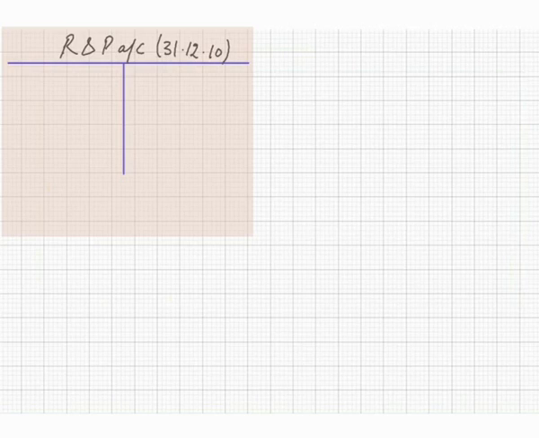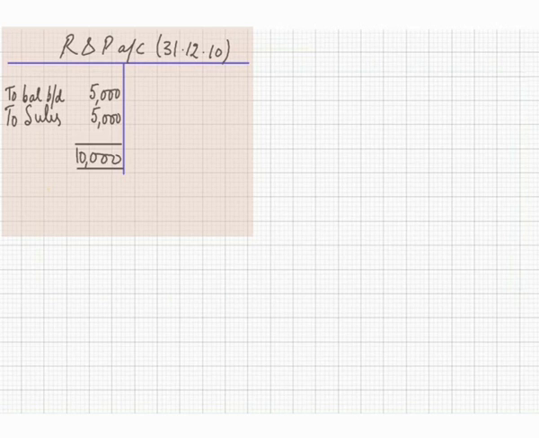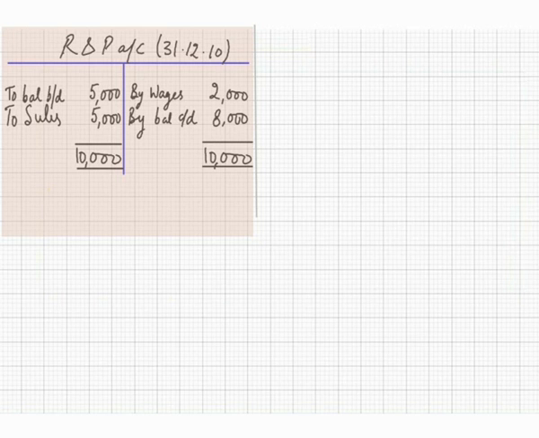Suppose the receipts and payments account for 31st December 2010 is given. On the debit side, to balance b/d 5,000, to subscription 5,000, and total 10,000 rupees. And on the credit side, by wages 2,000 rupees and by balance c/d 8,000 rupees, total 10,000 rupees.